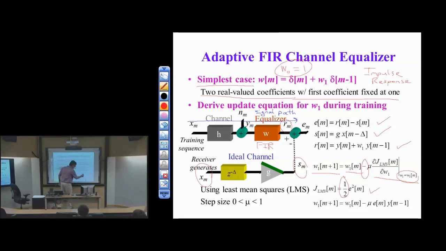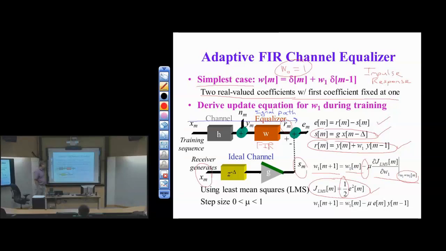To take the derivative of the cost function, which we also call the error surface or objective function, lots of names for this, we take the derivative with respect to W1. So to work back, what's E? E is R of M minus S of M. S of M does not depend on W1, or on the equalizer coefficients at all. It's a constant with respect to the equalizer coefficients. R of M does depend on W1.